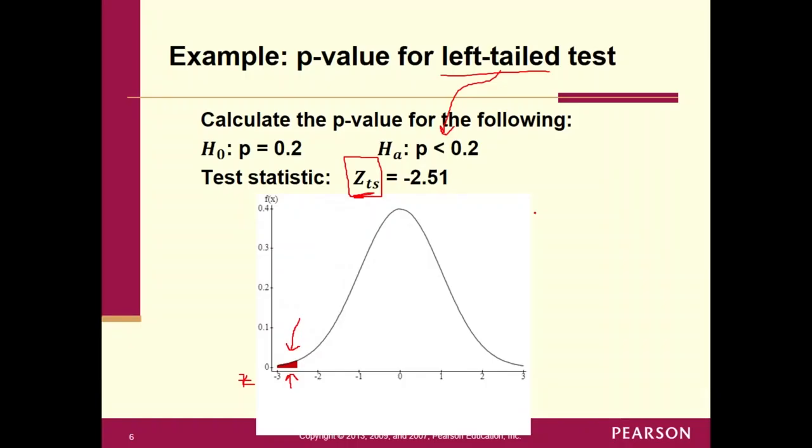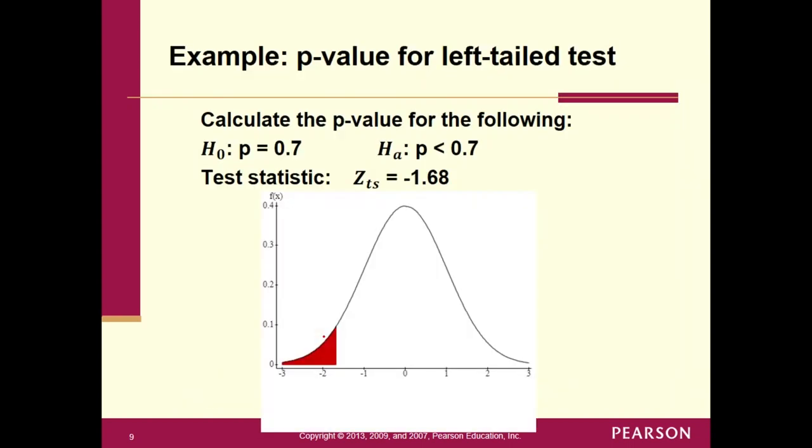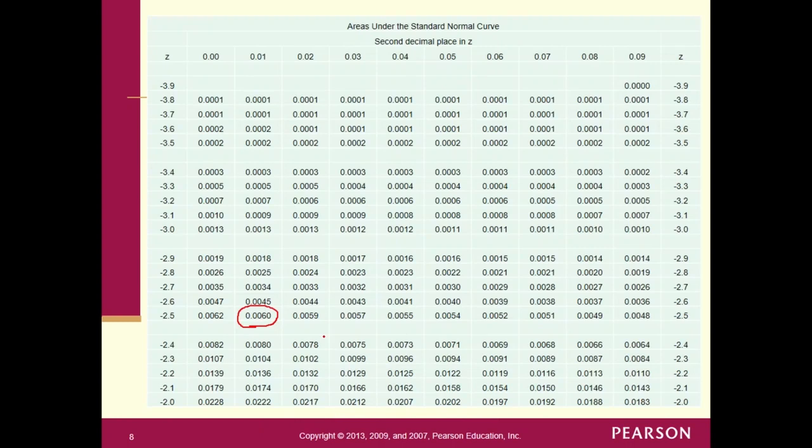Let's go back to our test stat. We're looking up a negative 2.51. I've gone ahead and done part of it here and placed it in the presentation. Negative 2.5, here's 0.01. We see where that comes together. Remember, this table is always giving us less than. So if you are doing a left-tailed test, you just look up your test statistic here, and that's your p-value. That's your probability value. There's nothing else to do. That's your p-value, 0.0060.